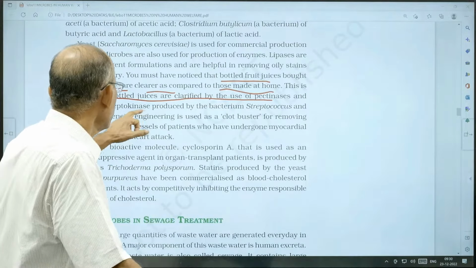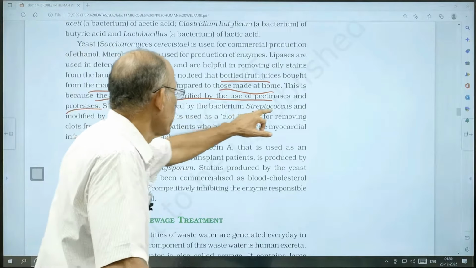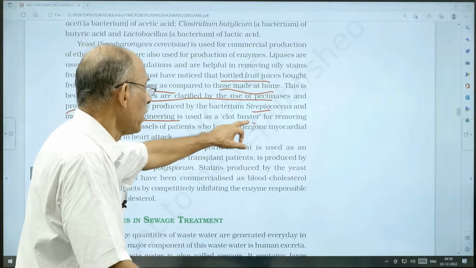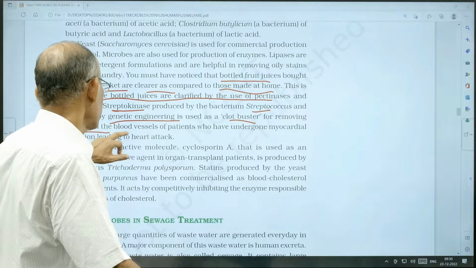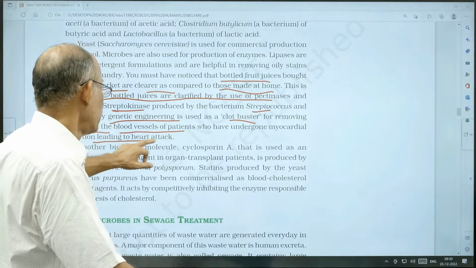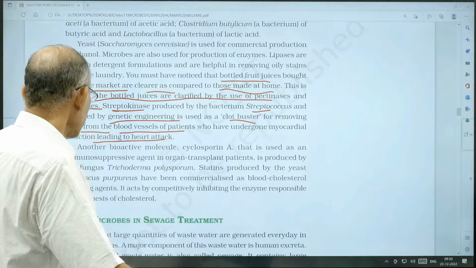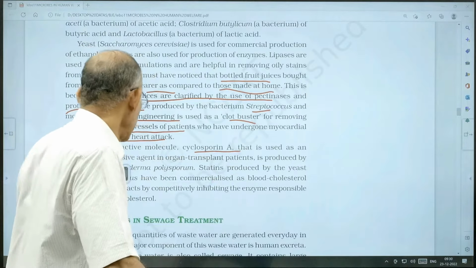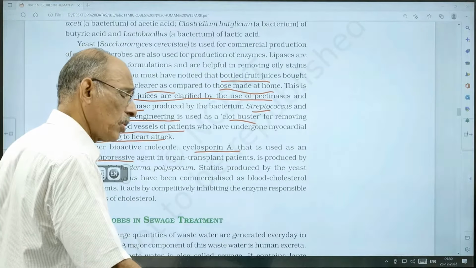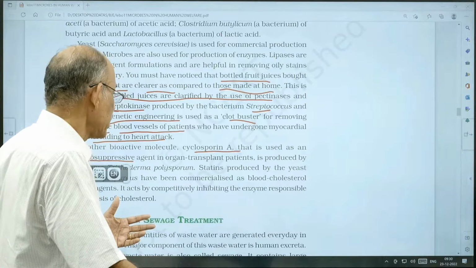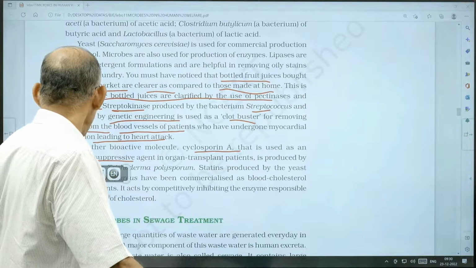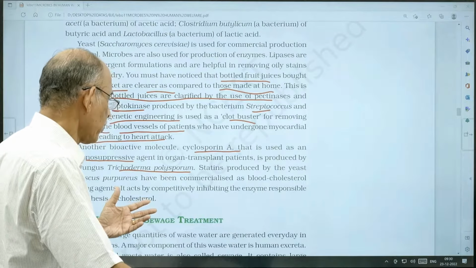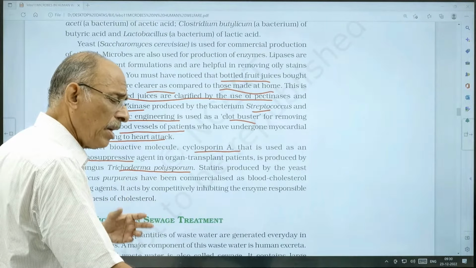And there's another medicine, streptokinase, produced by Streptococcus, modified by genetic engineering, which is used as a clot buster for removing clots from the blood vessels of patients having a blockage of the heart. Another bioactive molecule is cyclosporin A, used as an immunosuppressive agent for organ transplantation patients, and it is produced from Trichoderma polysporum, a very common fungus seen in the soil.